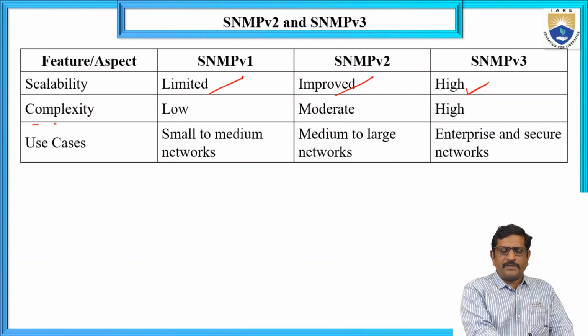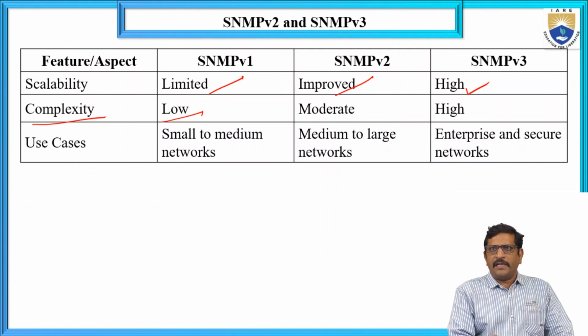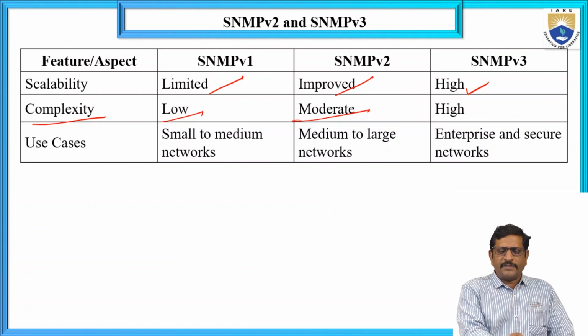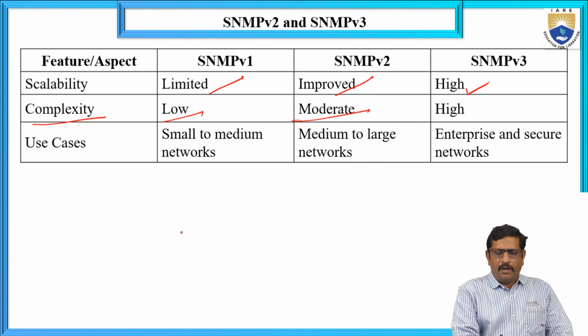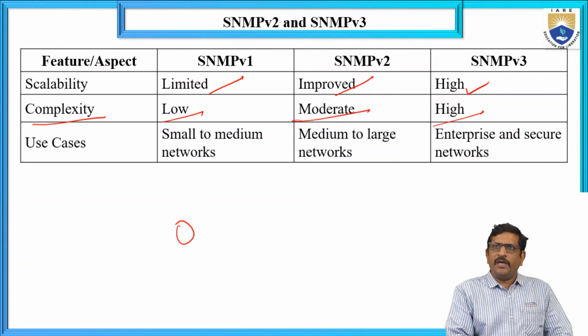In terms of complexity, there is very low complexity in the SNMPv1 protocol. And in the SNMPv2 protocol, the complexity is moderate. It is not low, and not high. Moderate. The complexity can be specified in terms of big O notations. In SNMPv3, the complexity is very high. Why? Because the operations we are performing are very complicated, and we are performing more security also. That's why the complexity is very high.